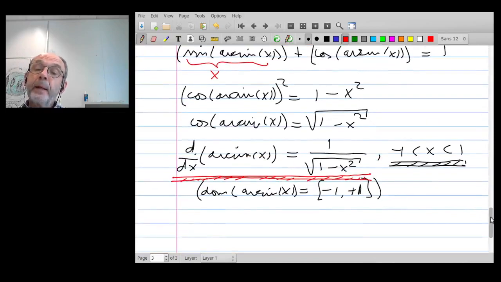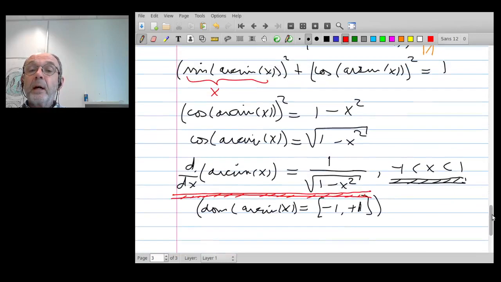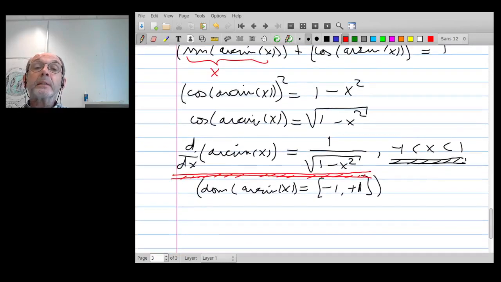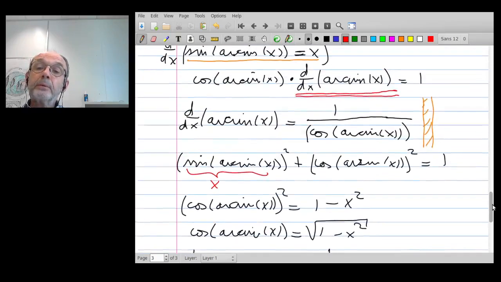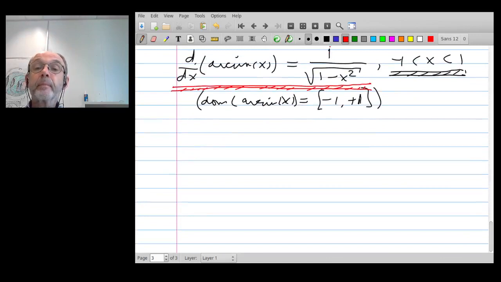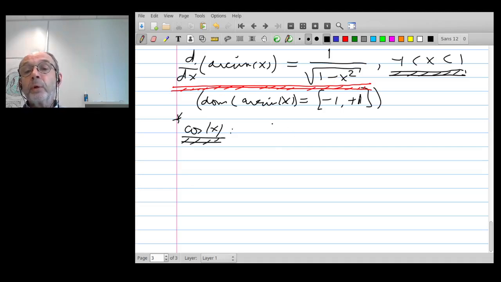Now, that is the inverse of the sine function, and now we can do almost the same thing with the cosine function. But what are we doing now? We want to restrict to a certain domain and a range where we can define that cosine.